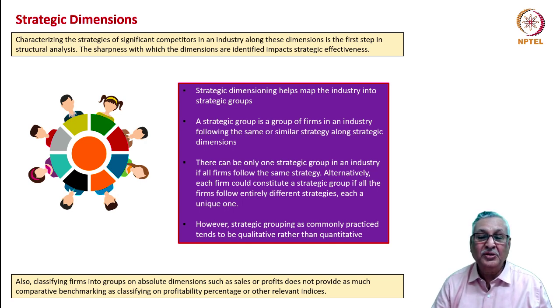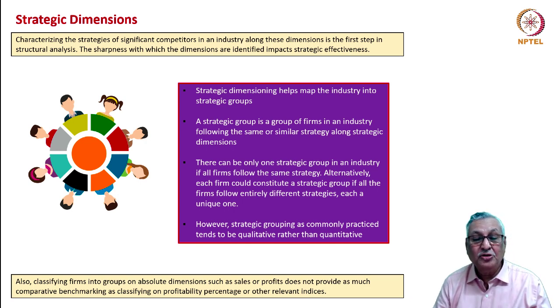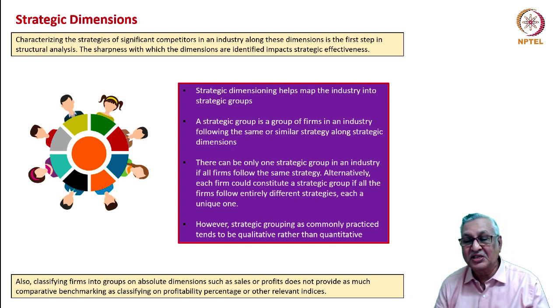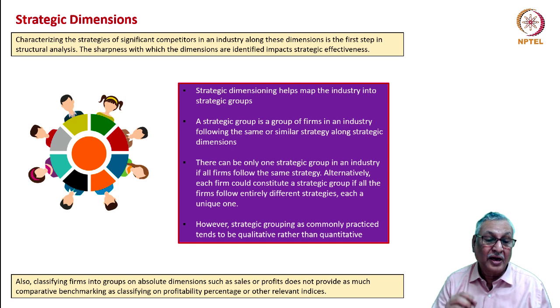Generally, strategic grouping tends to be qualitative rather than quantitative because the dimensions are so many, and trying to develop a model is not immediately feasible for a strategy analysis activity. But classifying firms into groups on absolute dimensions such as sales and profits to overcome the quantitative weakness doesn't provide as much rigor as benchmarking in terms of strategic dimensions.